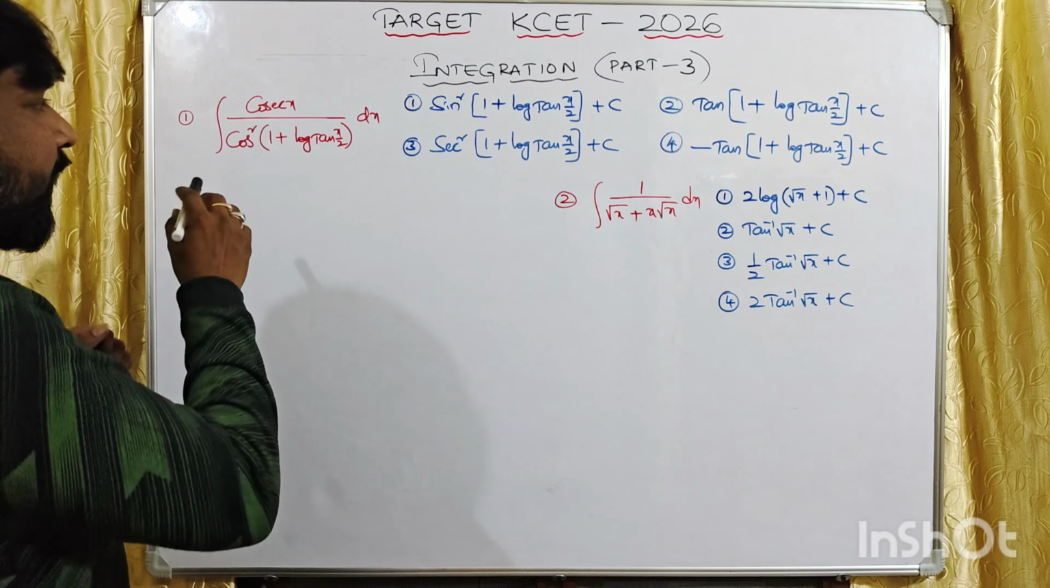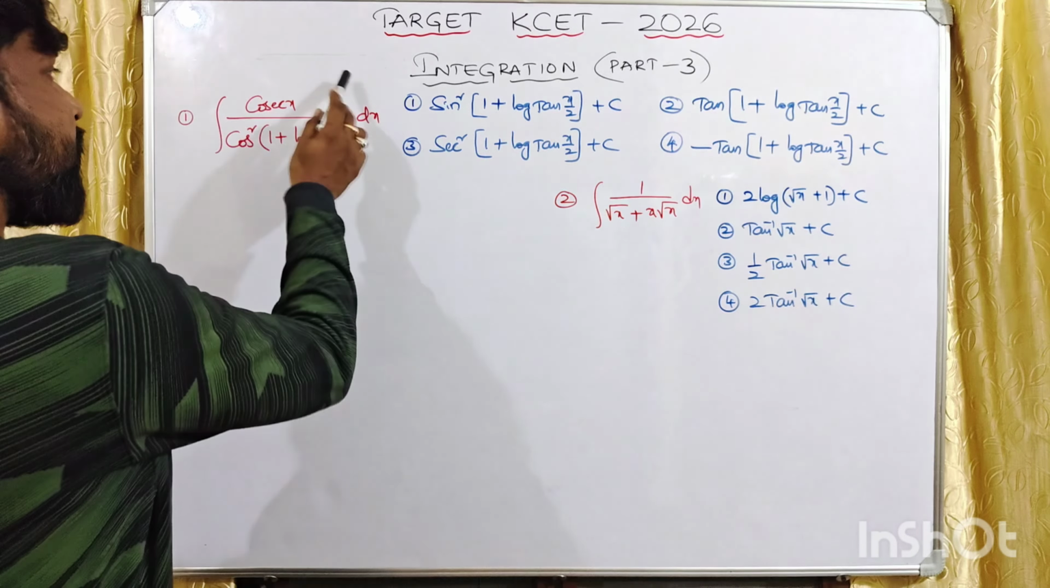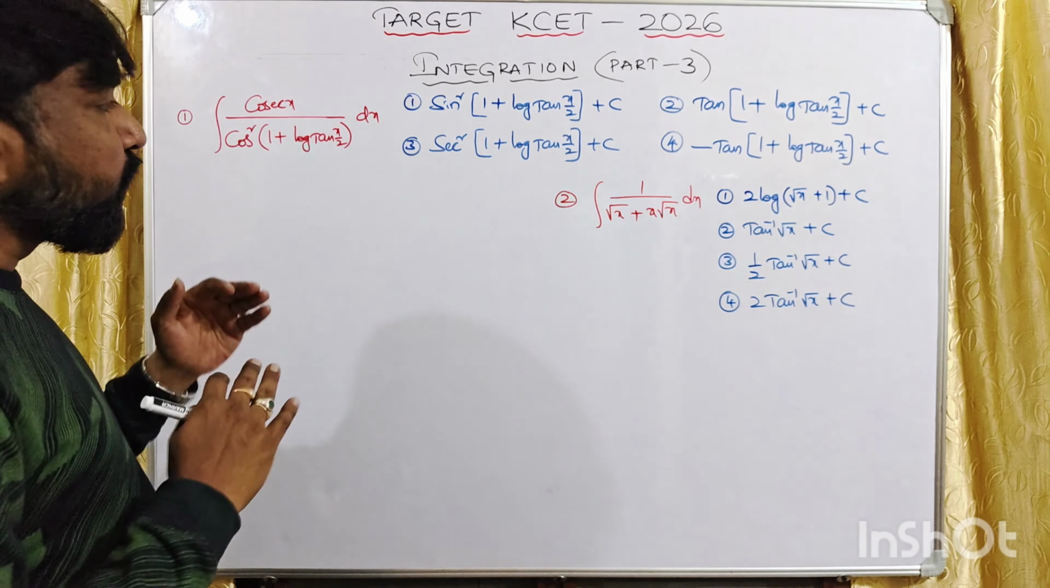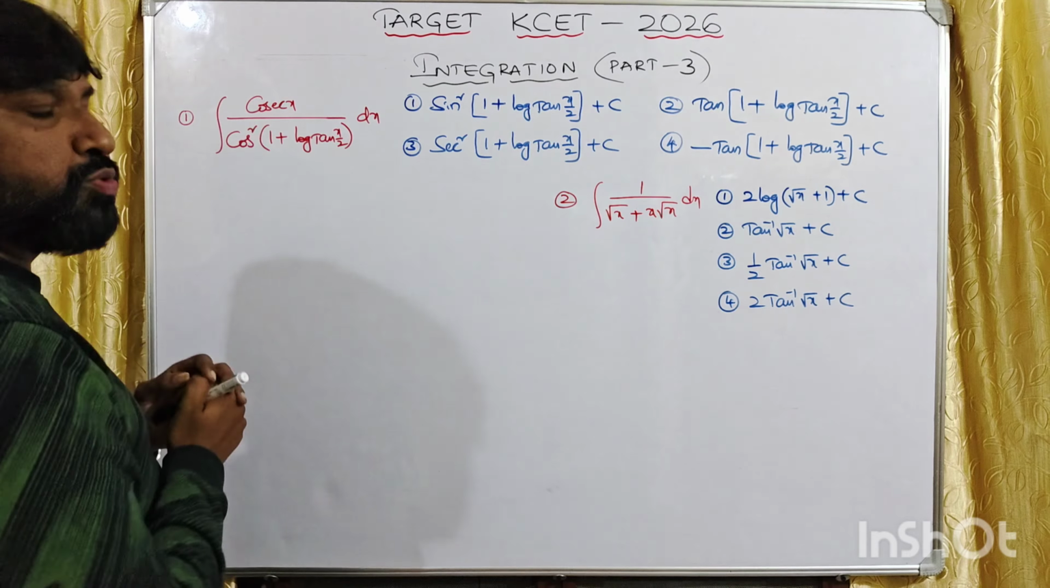So now we are going to do the integral of cosecant x by cos square of (1 plus log tan x by 2) into dx. This kind of question you definitely need to solve by using substitution. Without substitution, it is very difficult to solve. So we need to take the substitution from the given question.